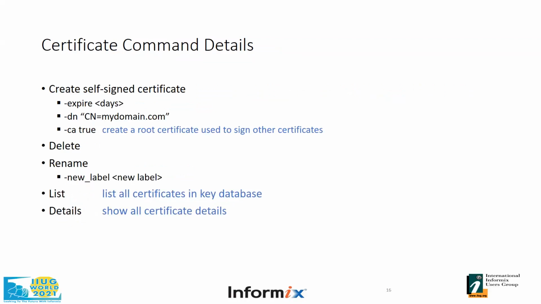So when you create a self-signed certificate, you have to specify how many days you want the thing to be good for. You have to have an expire time. You have to have a distinguished name, which has to at least contain the common name, and it can be anything, but it has to at least contain the common name. And if you specify CA true, you can create a root certificate that you can use to sign other certificates.